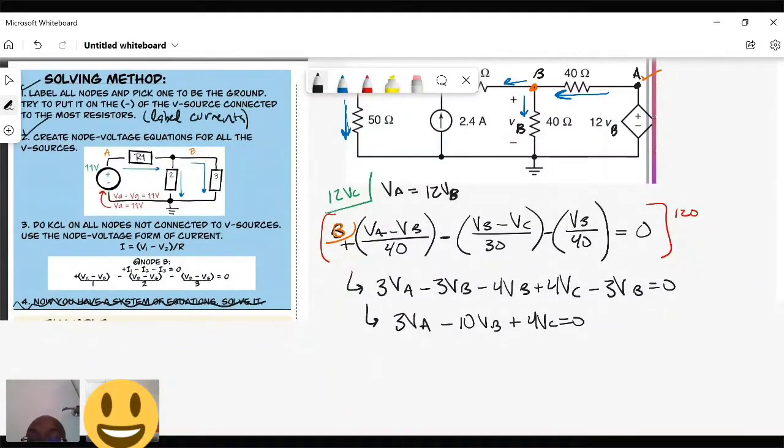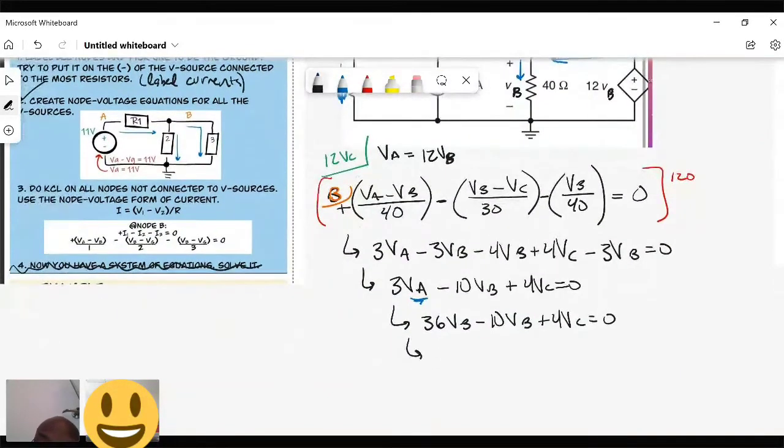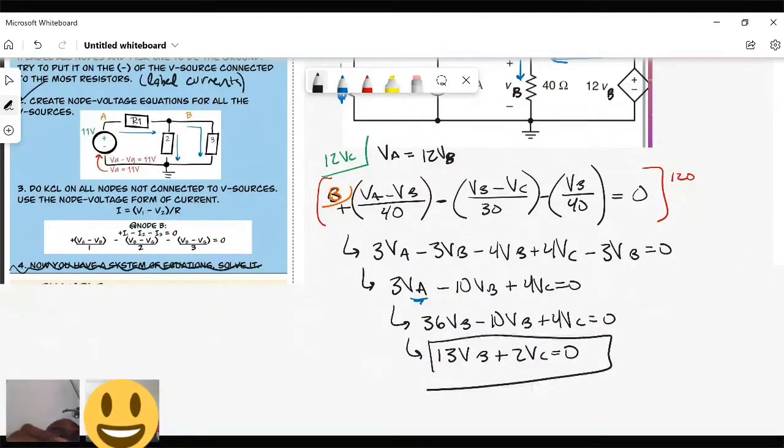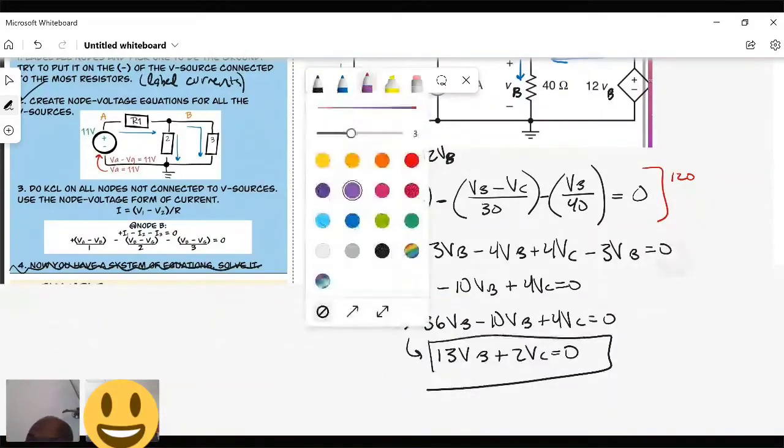So this is the equation that we get, right? And then all you got to do is remember that VA is 12 VB. So I'm gonna plug in 12 VB for VA, and so I'm gonna get 36 VB minus 10 VB plus 4 VC. So automatically it's starting to shrink just because the VA converted. So I'm going to get 26 plus, actually, if I divide everybody by 4, is 26 divisible by 4? Nope. I divide by 2. So I get 13 VB plus 2 VC equals 0. Bam. So that's an equation. I'll turn that purple. So that'll be my equation 1.